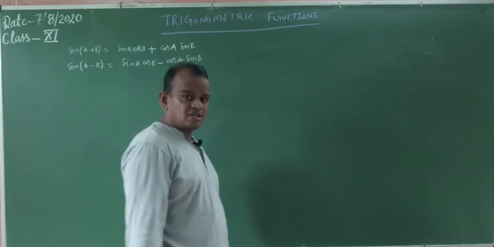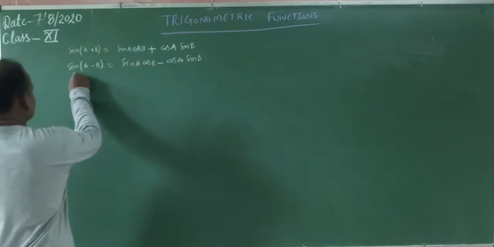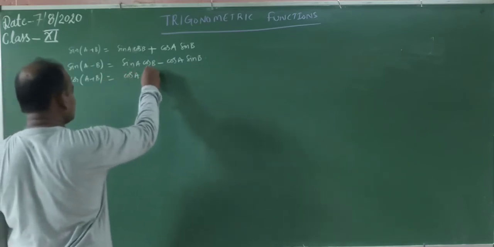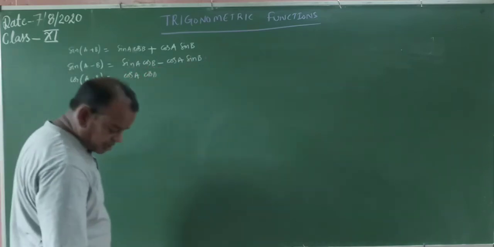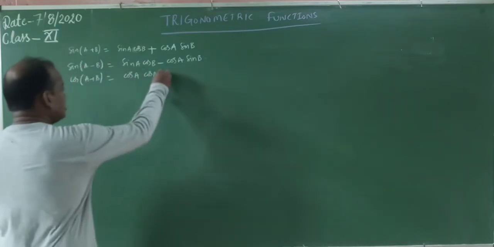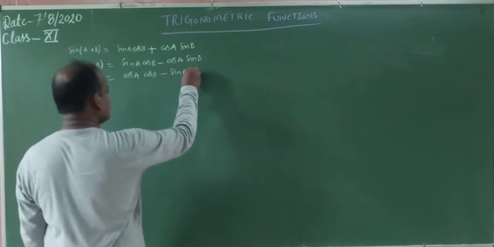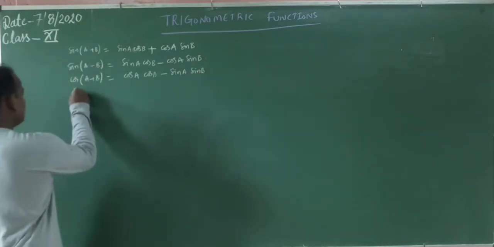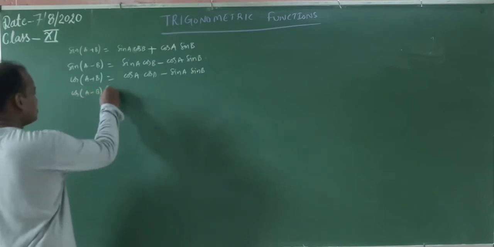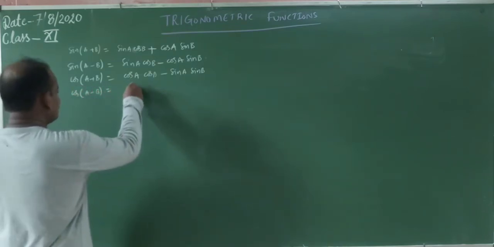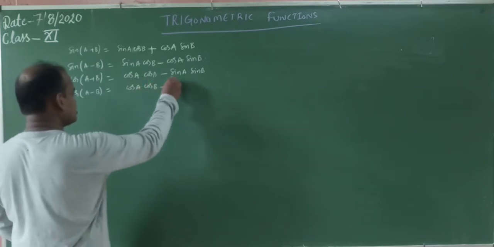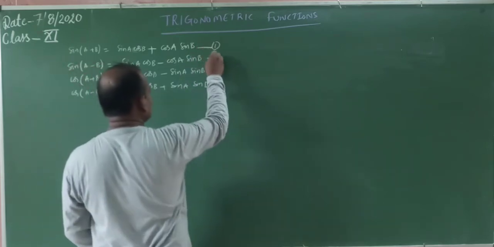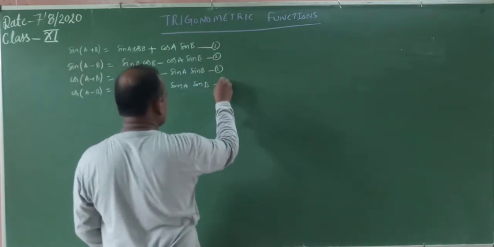Understood? Next, cos of A plus B. You know all the formulas. Cos of A plus B is equal to cos A cos B minus sin A sin B. Understood? Cos of A minus B formula: cos A cos B plus sin A sin B. First of all, this is equation number 1, equation number 2, equation number 3, equation number 4.